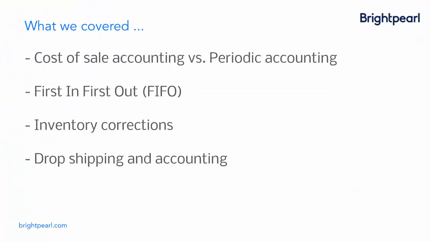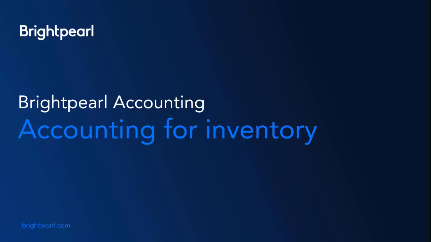In this video, we discussed cost of sale accounting versus periodic accounting and saw how with cost of sale, an increase in asset occurs with every goods in and a decrease in asset occurs with every goods out. We discussed briefly the concepts of first in and first out inventory valuation. We saw that inventory corrections also make changes to accounts, and then we saw how dropshipping and accounting is different from receiving inventory. And that takes us to the end of the video about accounting for inventory.